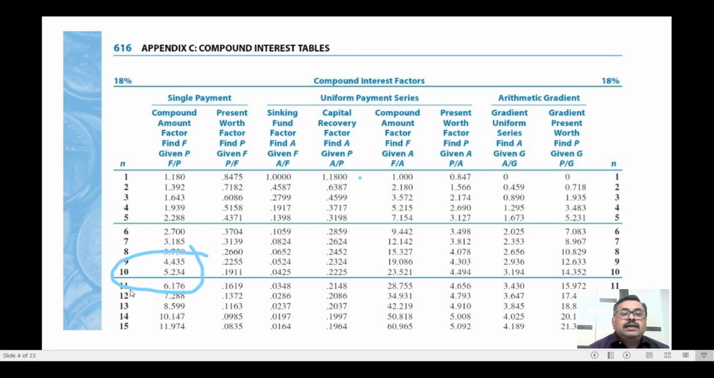Here he has given the number of time periods: first year, second year, third year, fourth year, fifth year. For every 5 years there is a line shown there. So we have to go for the time period 10, as per the problem, which says a 10-year time period is given. For the 10-year time period, if you take the F bar P, it is 5.234. That value is taken here.